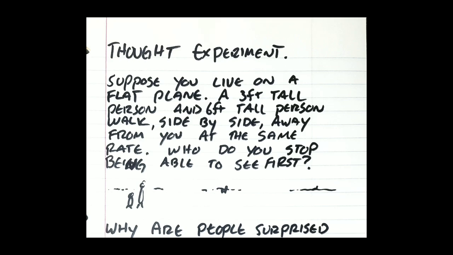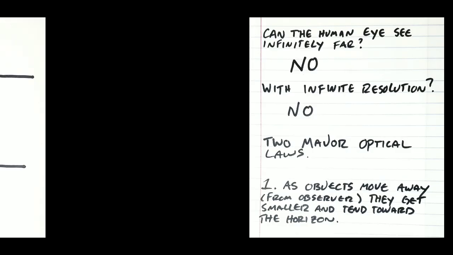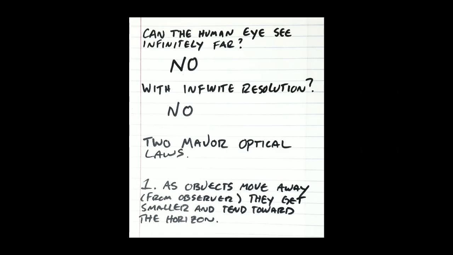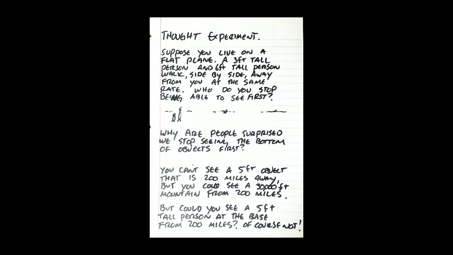First of all, if you think that you can see these people forever, that's where you're wrong. The human eye cannot see infinitely far, and the human eye cannot see with infinite resolution. So you're not going to see these people forever. And of course, you see the 6-foot tall person later.